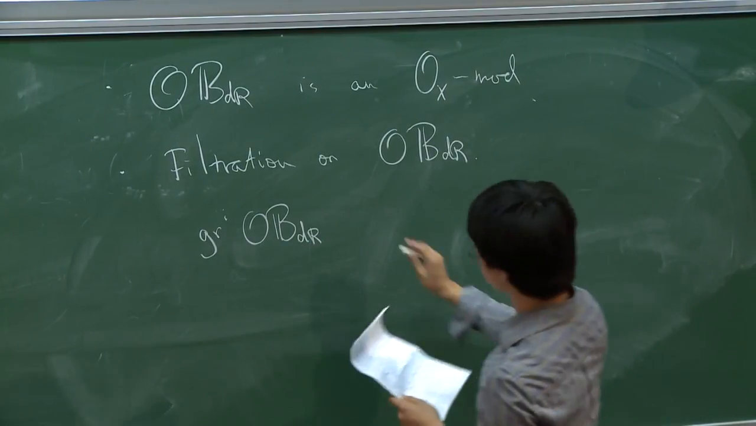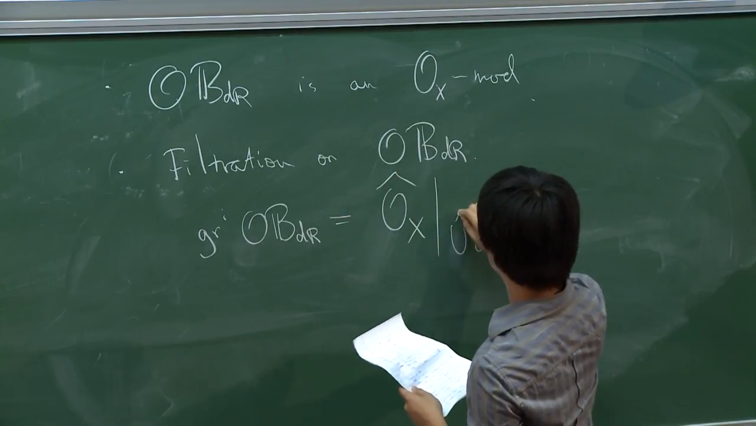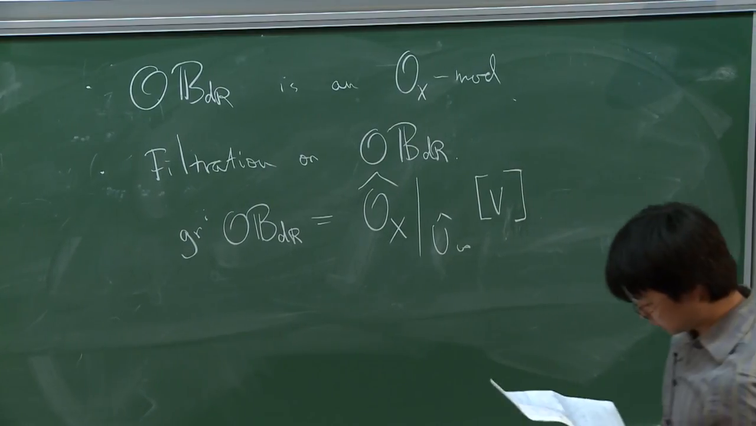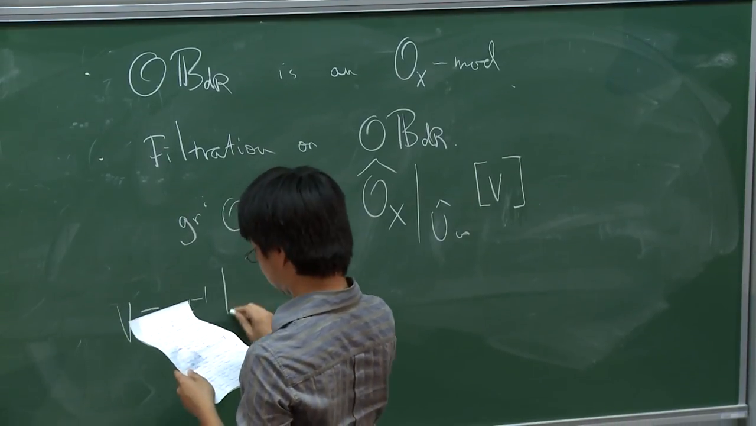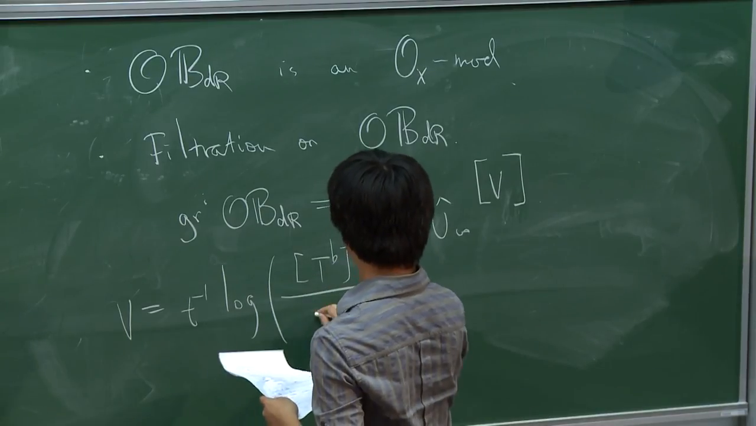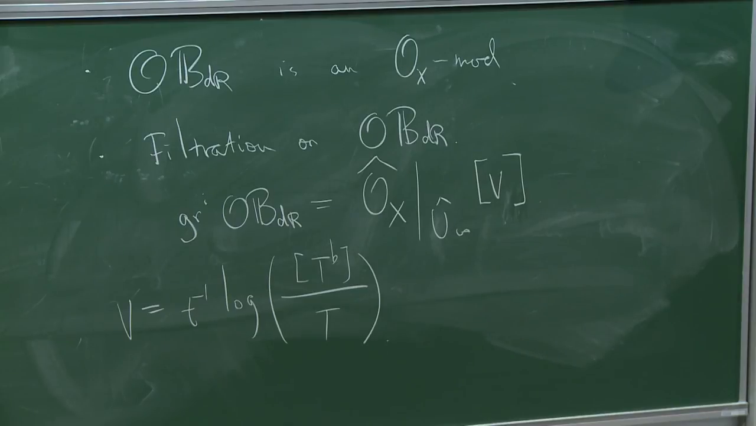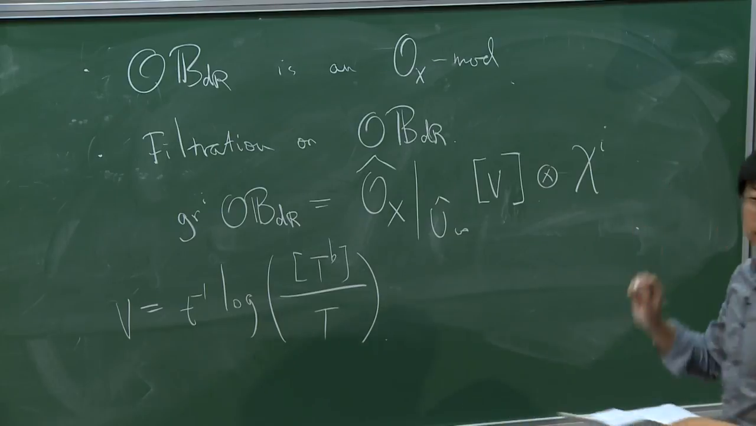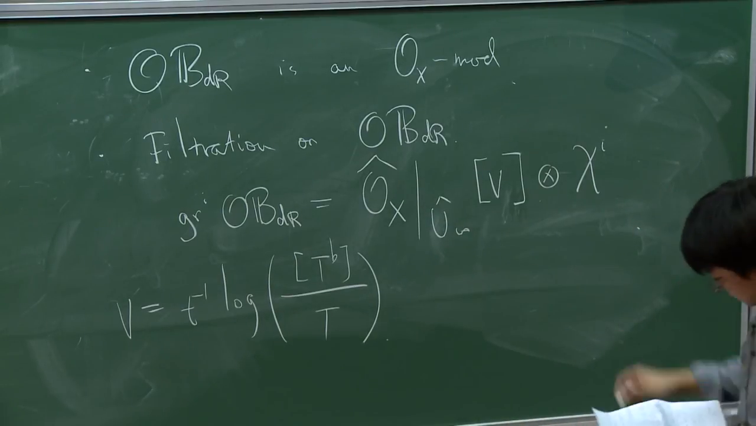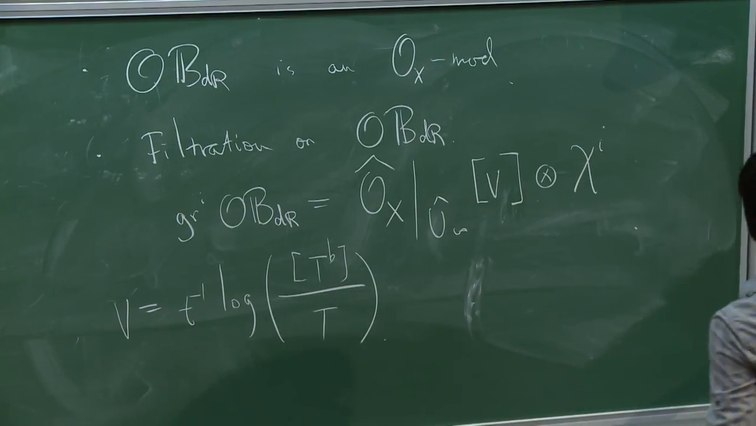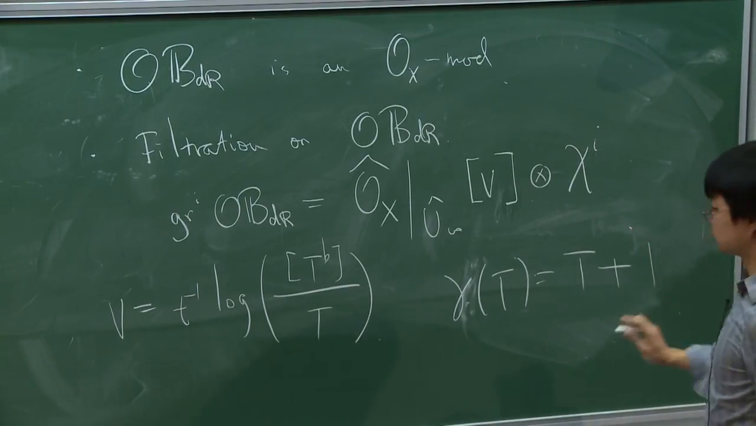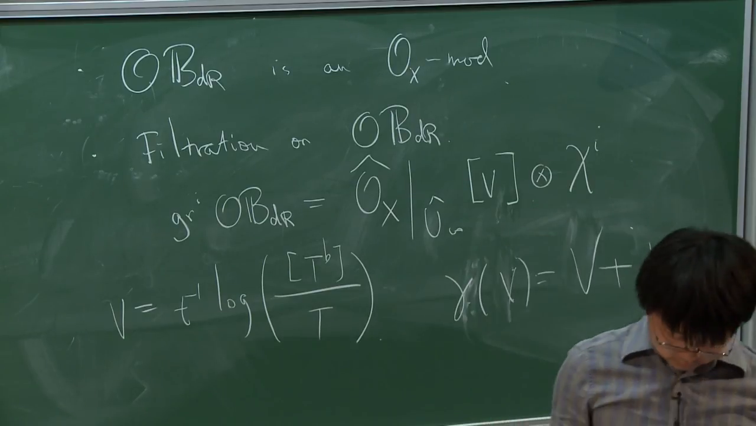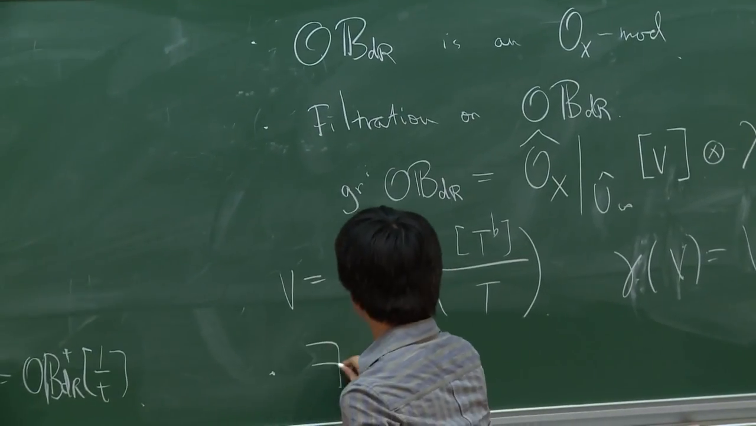gr^i OB_dR is going to be O_X hat when you restrict to U_infinity, then you adjoin a variable V. Here V is t^{-1} log of [t flat]. The i really comes from the action of the arithmetic Galois group, so I think it's a tensor with the cyclotomic character. If you change the definition, the element gamma maps t to t, and acts on V by sending V to V plus one.